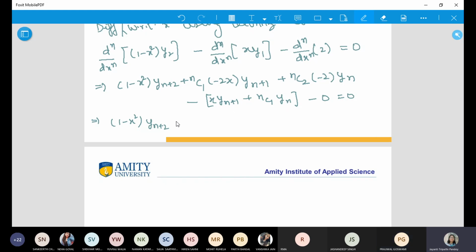So see what I am writing. Minus is common in the 2. So 2n plus 1 yn plus 1. Then with this, I'll get n into n minus 1. And here I'll get n. So minus n into n minus 1 plus n by n equals to 0.